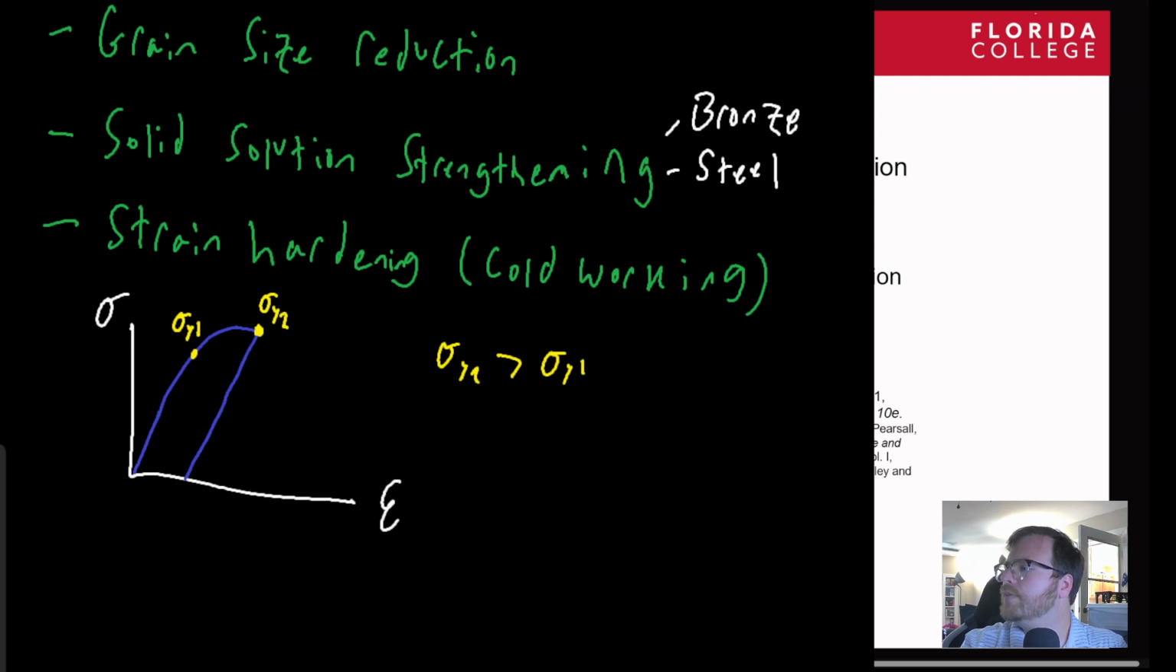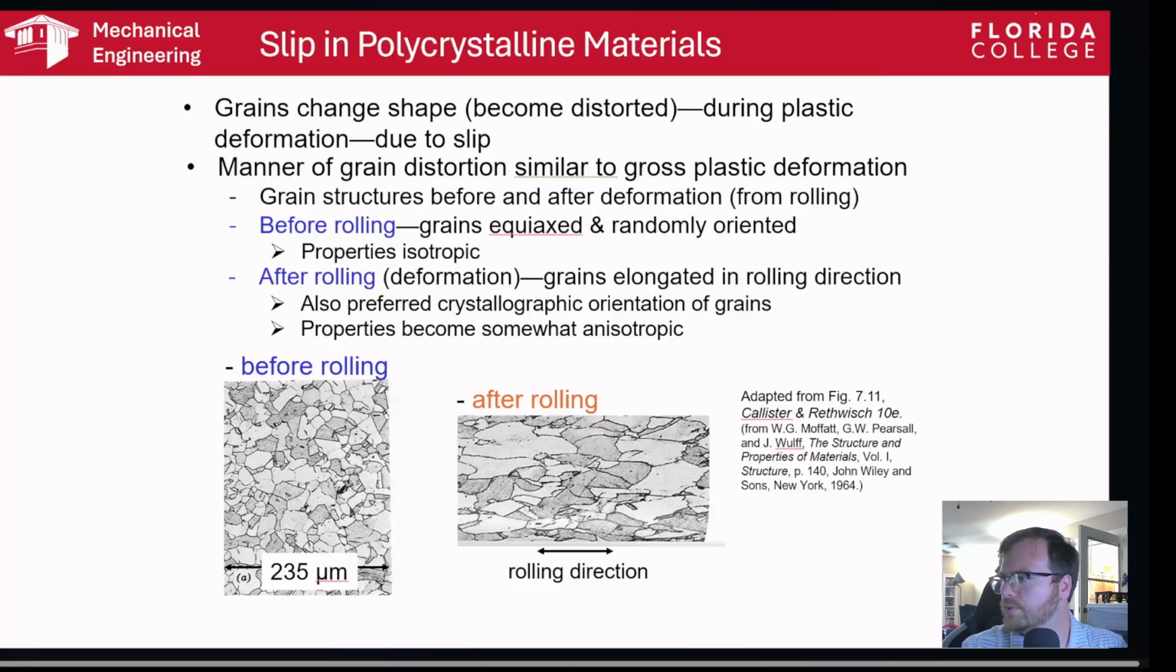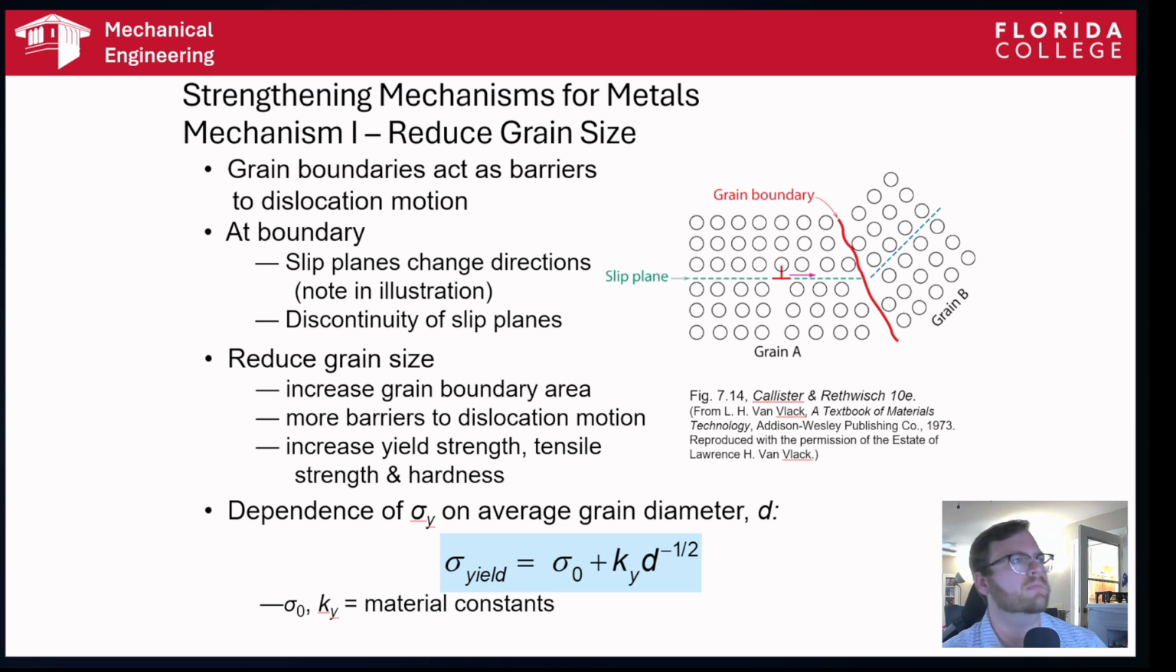Okay, so we're gonna cut this lesson short because this lesson feeds directly into the next lesson. But I'm going to go ahead and discuss the first of our three systems here, so grain size reduction. But after this slide, I'm going to call this lesson. So strengthening mechanisms for metals, mechanism number 1, we reduce the grain size. So grain boundaries, remember these are our two-dimensional defects, right? When we're talking about types of defects, grain boundaries are 2D defects.